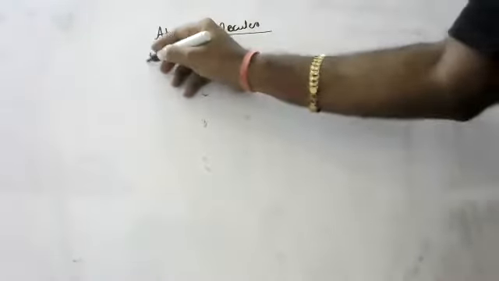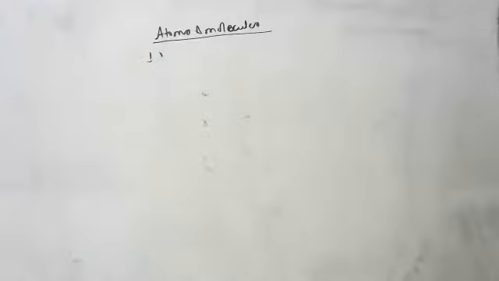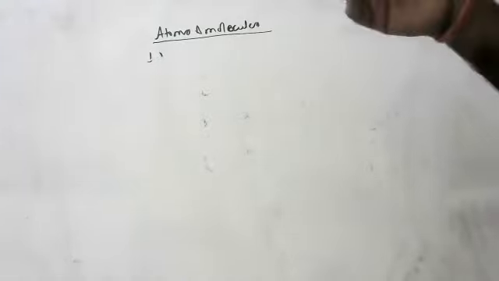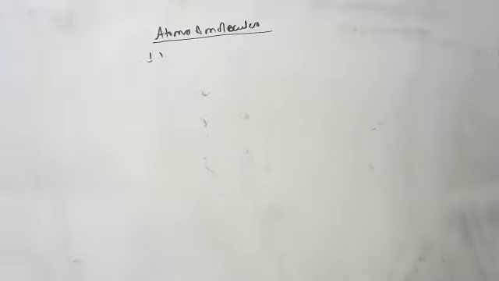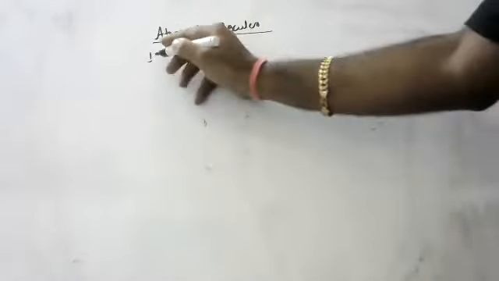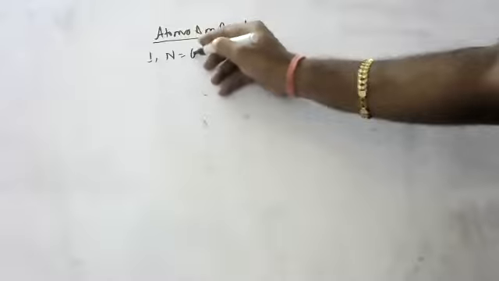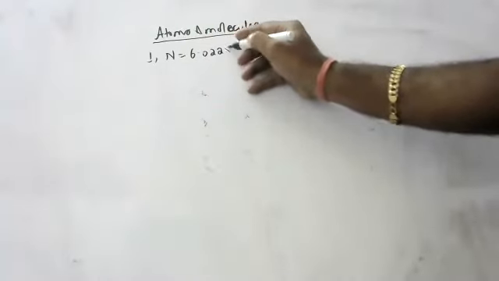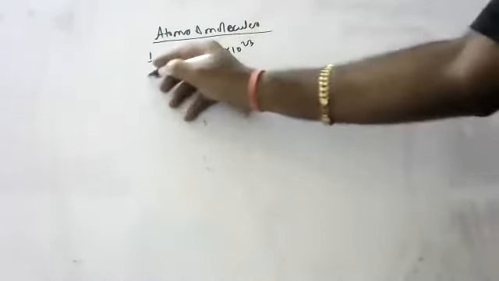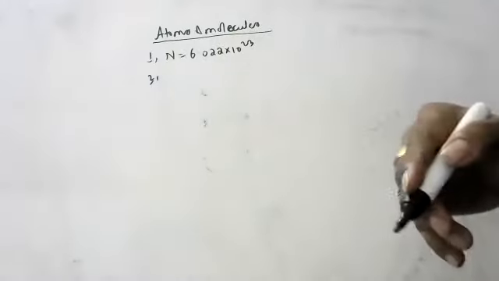Children, first question. First five questions continuously. State the numerical value of Avogadro constant. Can anyone tell what is the value of Avogadro number, children? 6.022 into 10 to the power 23.